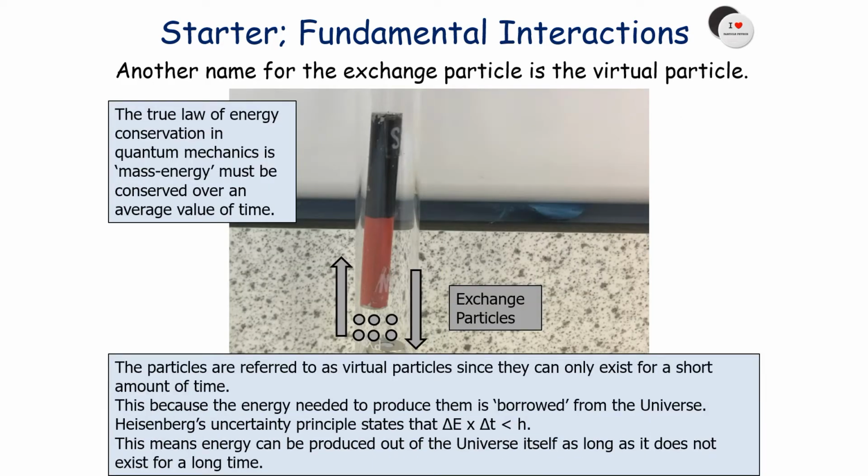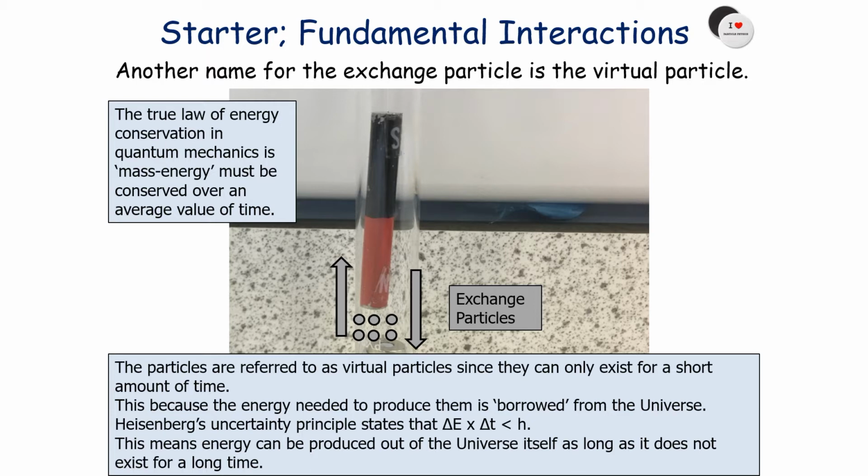Now another name for an exchange particle is a virtual particle. Now these particles are referred to as virtual particles since they can only exist for a short amount of time. This is because the energy needed to produce them, the exchange particles, is borrowed from the universe. Now Heisenberg's uncertainty principle says that the change in energy times the change in time must be smaller than Planck's constant.